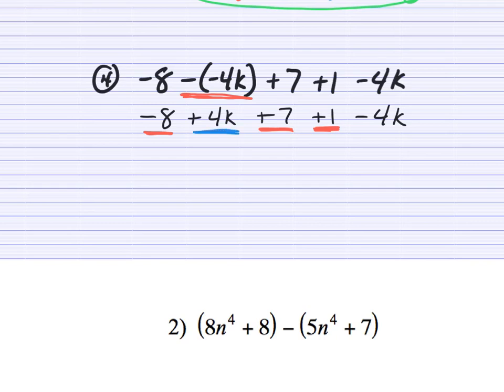Then 4k and negative 4k. Well, positive 4k and negative 4k are like terms, and they cancel each other out. So my answer is nothing down here, but I just can't turn in an answer that says nothing. I have to put something there to represent that nothing is my answer, so I would put a 0.